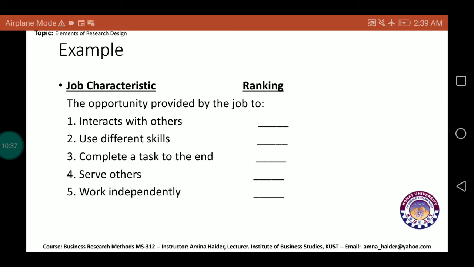So, this ordinal scale helps the researcher to determine the percentage of respondents who consider interaction with others as most important, those who consider using a number of skills as most important, and so on. Such knowledge might help in designing jobs that would be seen as most enriched by the majority of employees.